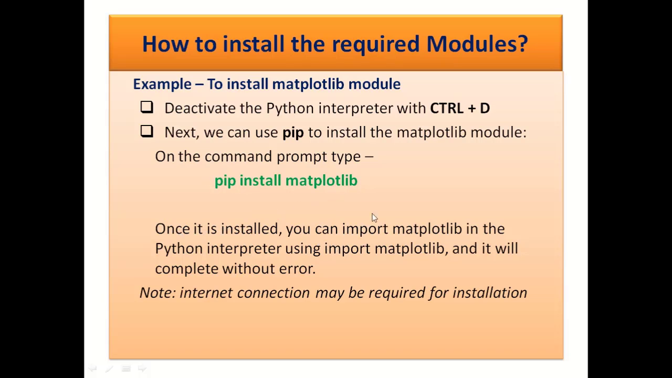So once it is installed, you can again use it like any other inbuilt module, and it will compile without any error. First, you need to deactivate the Python interpreter, that is, you need to close it, and then open up the prompt in interactive mode, write this command pip install matplotlib, and execute it. After some processing, this module will be installed and you can use it like any other built-in module.